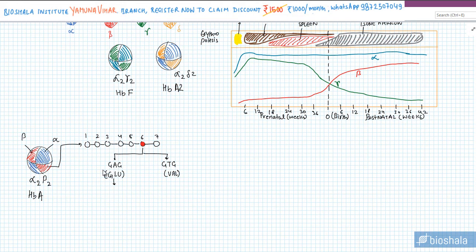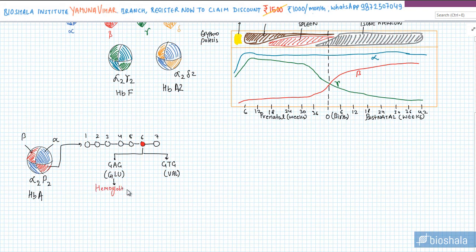And this is the only point mutation. Initially it was supposed to code for glutamic acid, which is hydrophilic in nature. Now it is going to get converted into valine, and this is a very large change because you have replaced a hydrophilic amino acid with a hydrophobic amino acid. Now what is going to happen?